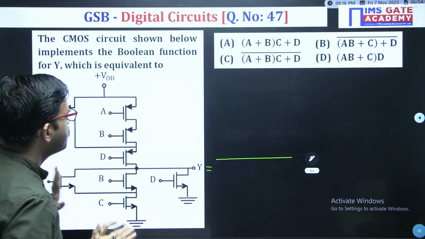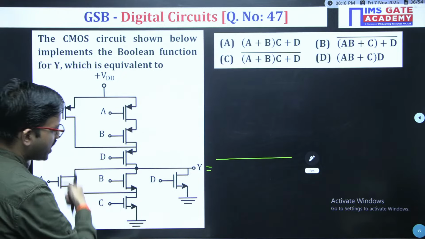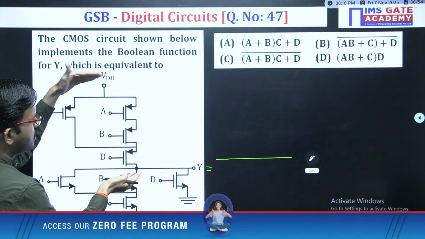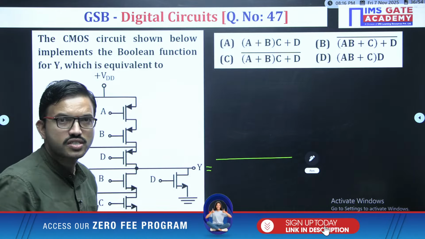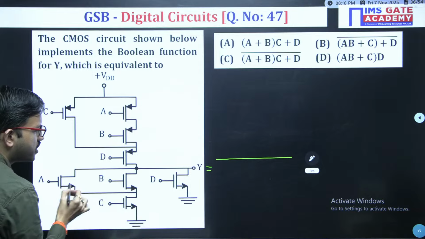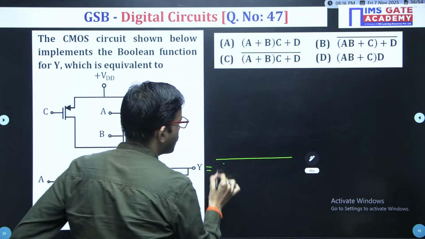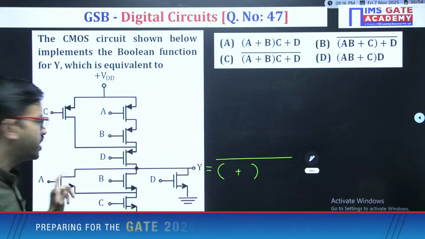Now after that, very simple. Just focus here: between the output and ground, you have NMOS transistors. Between supply and output, you have PMOS. With the help of this network, you can write the expression. Now just observe how these two transistors are connected. Parallel. Parallel means logical OR among the variables. A plus B.